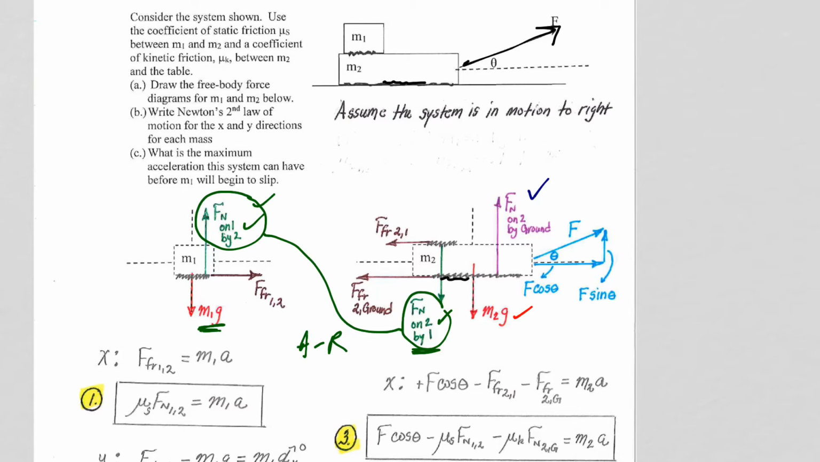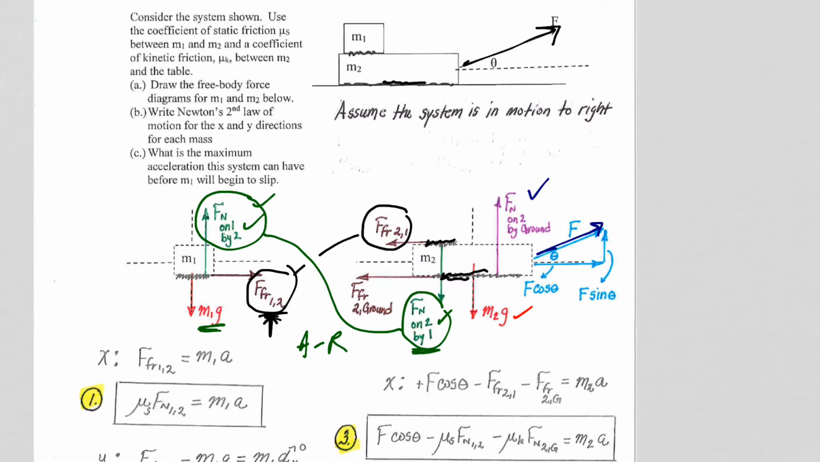We have our applied force, F, pulling up at this diagonal theta. And of course, friction we have between M1 and M2, and between M2 and the ground. And the frictional force on 1, dragging 1 forward, was the frictional force on 1 by 2. So that means we have an action-reaction pair here. There's a frictional force on 2 by 1, equal in magnitude, opposite in direction.